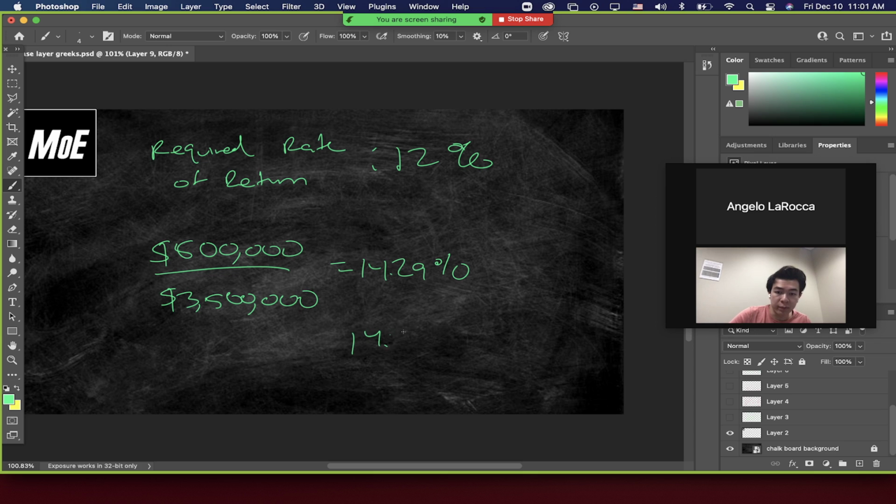And because 14.29% is greater than 12%, they should invest. And you might be wondering why we don't take into account the previous investments and the previous operating income. These are already sunk costs and sunk profits, so we don't need to worry about that. We just look at the new investment separately, and we see if the return is higher than the required rate of return. And that's basically it for this question.